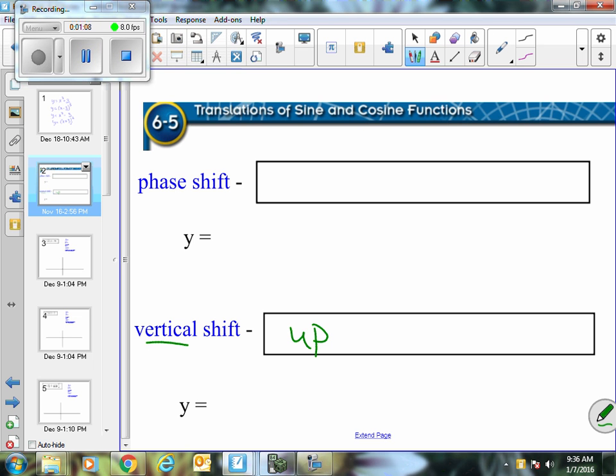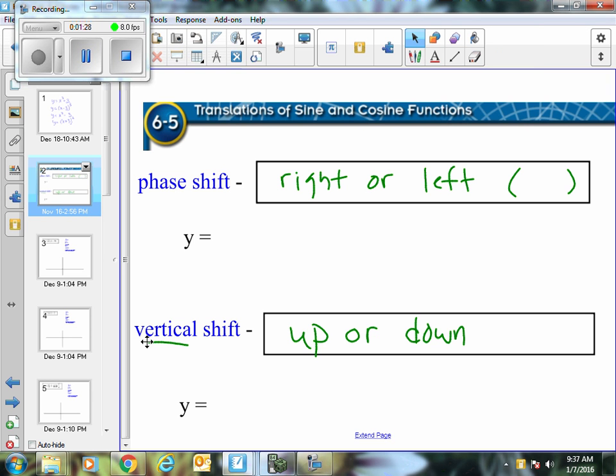So a vertical shift shifts your graph up or down, depending on what the number is. It does exactly what you want it to, though. Plus goes up, minus goes down. Phase shift is the right or left shifting, so shifting back and forth, right or left. What you'll be looking for is seeing something inside of parentheses that will determine that you have a phase shift.